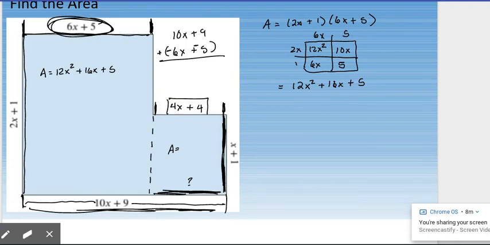Okay. So let's go ahead and get that second area. We have 4x plus 4 times x plus 1. So do my 2x2 box.